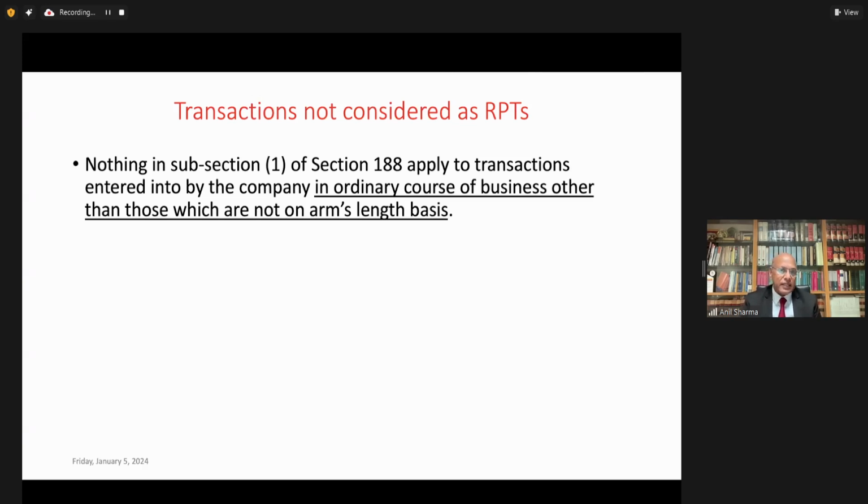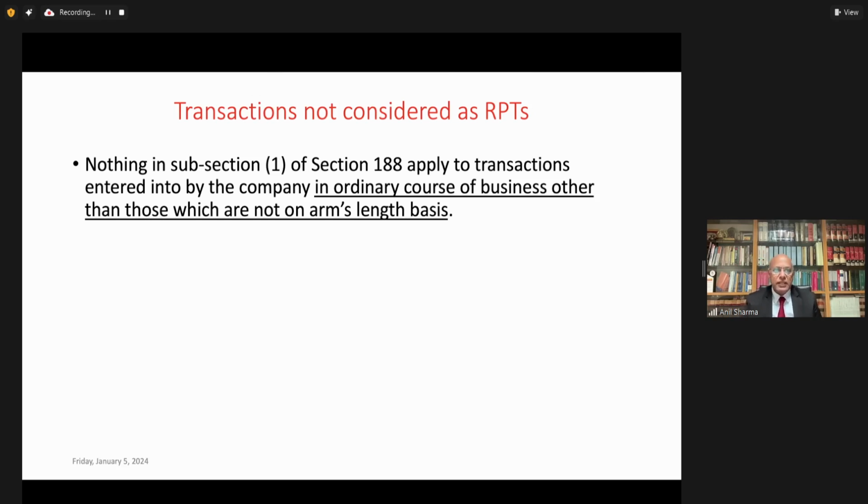And that is, it says that Section 188 does not apply to those transactions which are entered into by the company in ordinary course of business, other than those which are not on arm's length basis. So I would say, from whatever my experience is, that these words, which I have underlined if you look at the screen, are so important that interpreting them sometimes takes you this way or the other way.